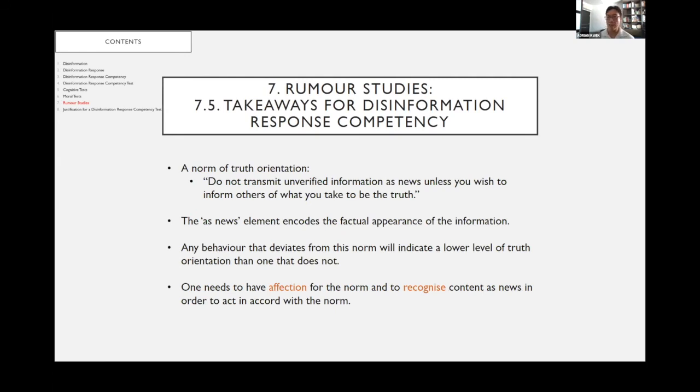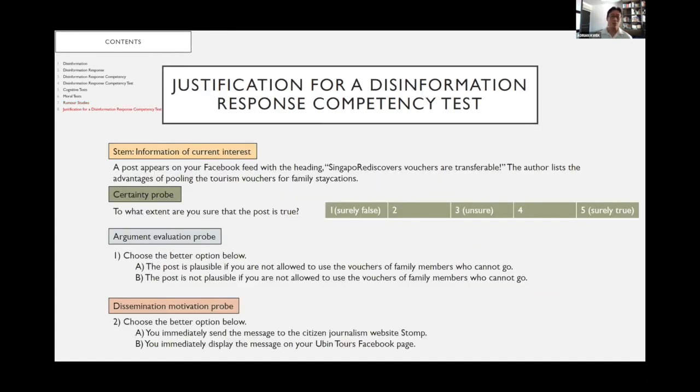So where does this lead us? This leads us to posit a norm of truth orientation. The norm is this: do not transmit unverified information as news unless you wish to inform others of what you take. The "as news" element encodes the factual appearance of the information. We posit that any behavior that deviates from this norm will indicate a lower level of truth orientation than one that does not. One needs to have affection for the norm, that's the emotional part, and to recognize content as news in order to accord with the norm. The recognition, that is the cognitive part.